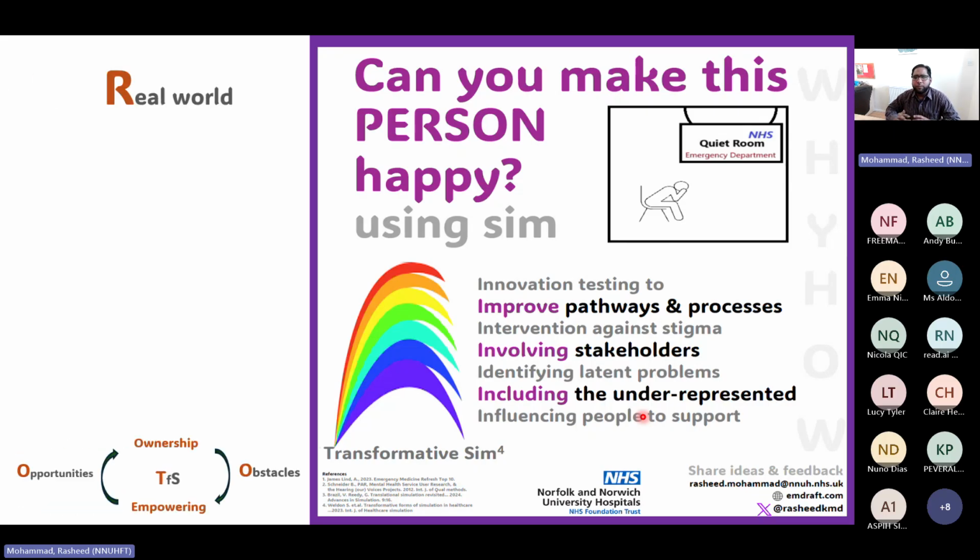So this example basically highlights the real world complexities, which is where transformative simulation can help with understanding the opportunities as well as the obstacles, and really empowering the people who belong within the system. And it is not actually linear, as you can see.